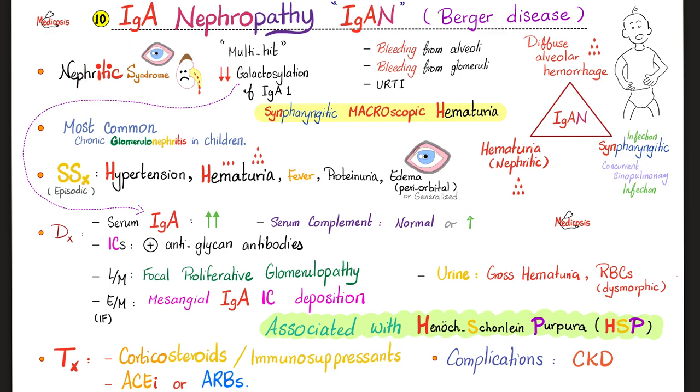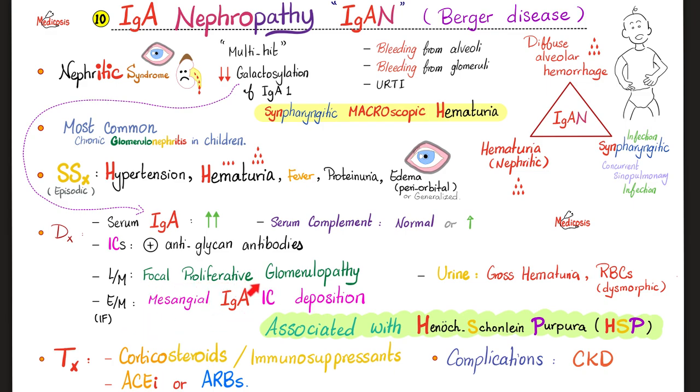There is a genetic component to it, the multi-hit hypothesis. There is decreased galactosylation or breaking down of IgA1. If you're not breaking it down, what's going to happen to it? It's going to increase in my serum, and before you know it, it's going to go to my kidneys, and that's what I see in my mesangium under electron microscope.